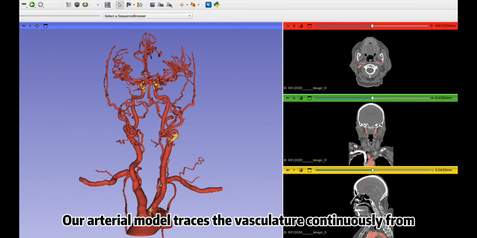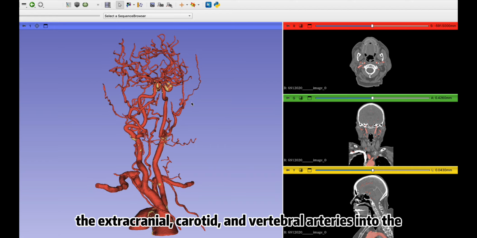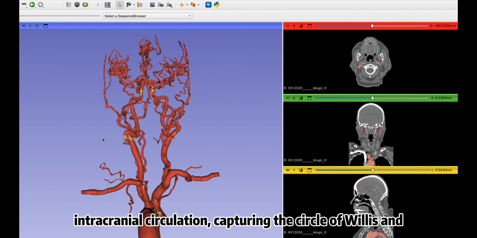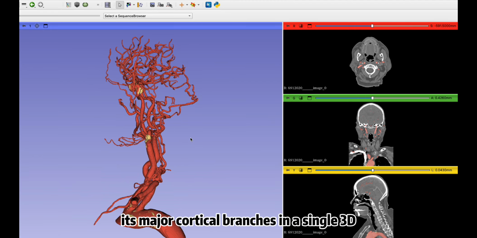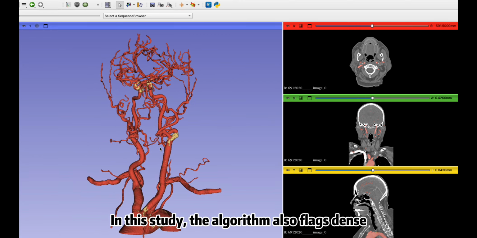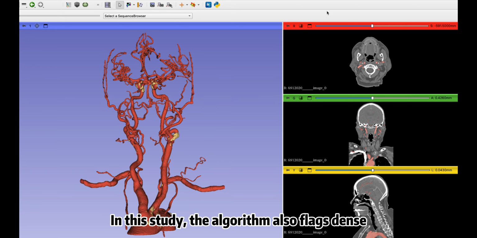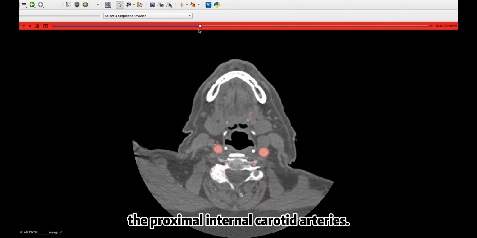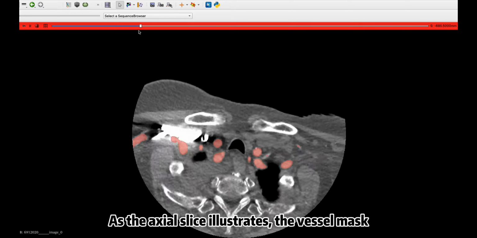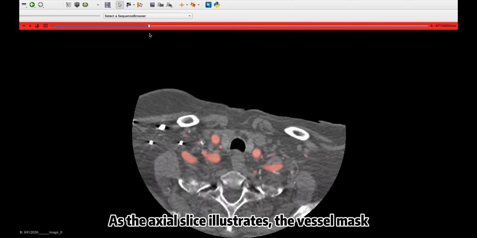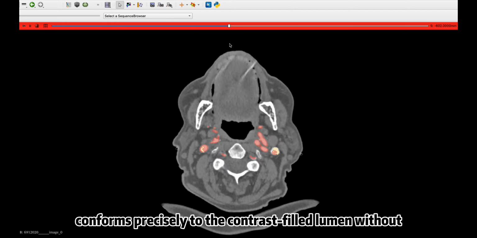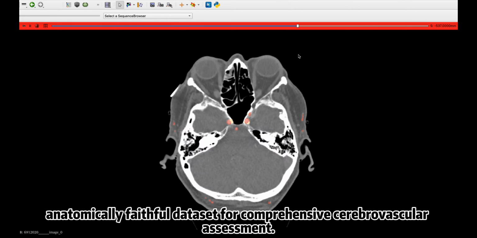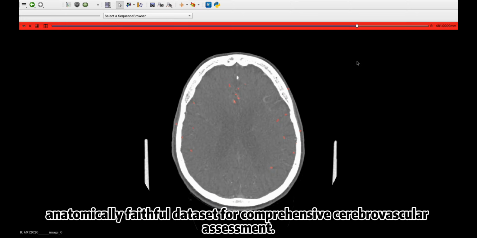Our arterial model traces the vasculature continuously from the extracranial carotid and vertebral arteries into the intracranial circulation, capturing the circle of Willis and its major cortical branches in a single 3D model. In this study, the algorithm also flags dense calcific atheroma at the carotid bifurcations and along the proximal internal carotid arteries. As the axial slice illustrates, the vessel mask conforms precisely to the contrast-filled lumen without encroaching upon adjacent osseous structures, providing a clean, anatomically faithful data set for comprehensive cerebrovascular assessment.